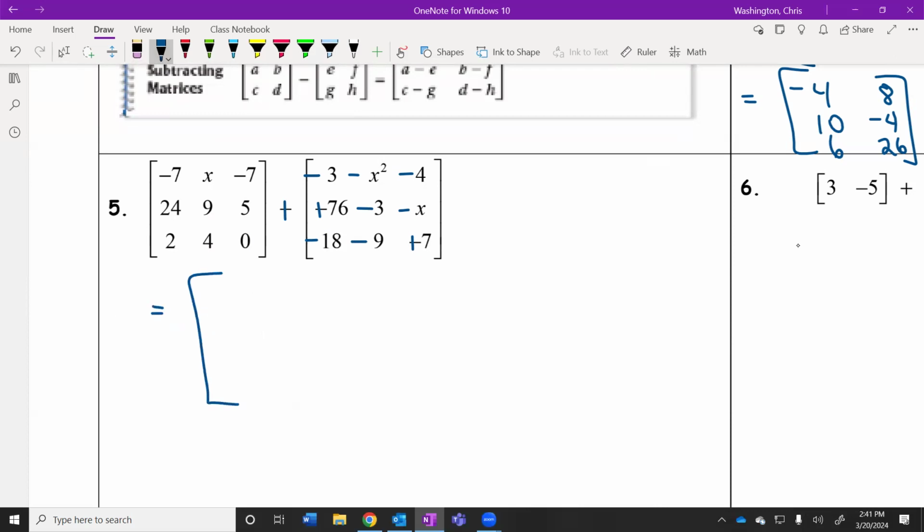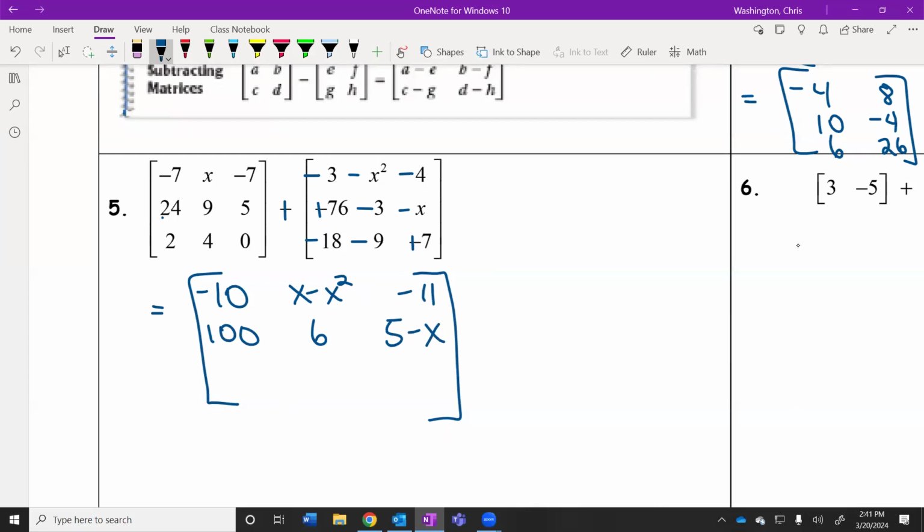And I'm not going to write out all of the steps, like, hey, this plus this. I'm just going to go ahead and add them together. -7 plus -3 is -10. x plus -x squared is just x minus x squared. It's just an algebraic expression. I can't combine those things, so I just leave it like that. And then -7 and -4 is -11. And then we go and do the next row. 24 plus 76 is 100. 9 plus -3 is 6. 5 plus -x is just 5 minus x.